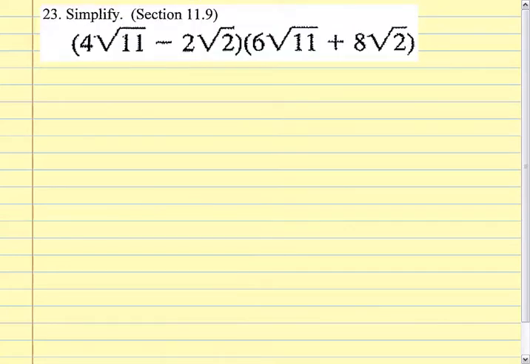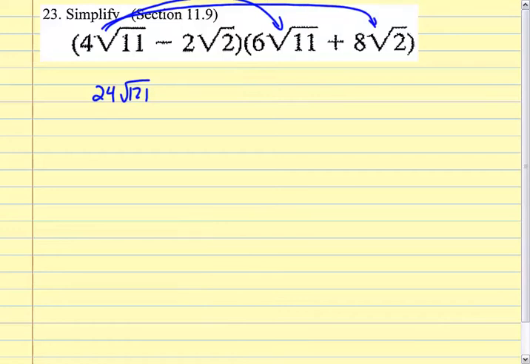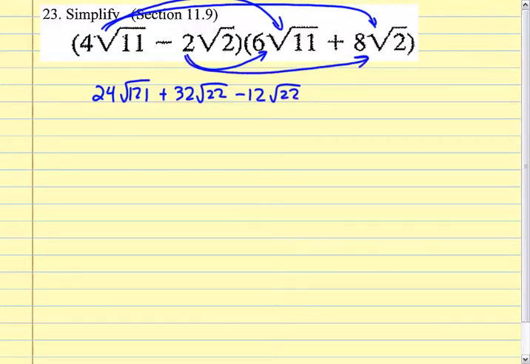Okay? Number 23. All right, we've got to distribute. 4 root 11 times 6 root 11 is 24 root 121. 4 root 11 times 8 root 2 is going to be plus 32 root 22. Okay. Negative 2 root 2 times positive 6 root 11 is going to be negative 12 root 22. And then negative 2 root 2 times 8 root 2 is going to be negative 16 root 4.